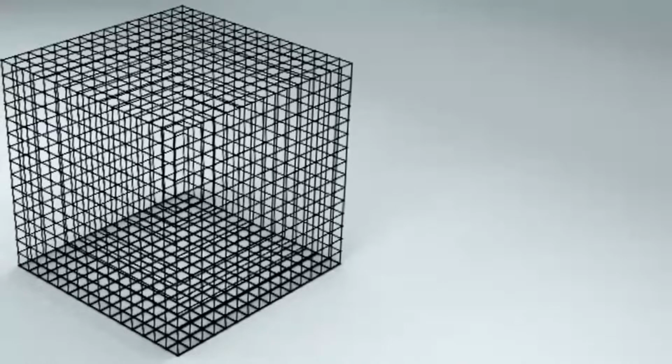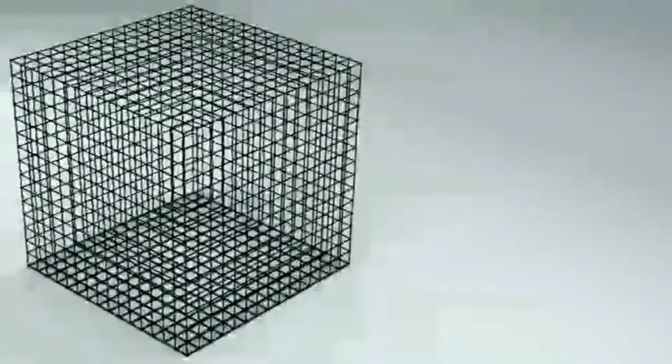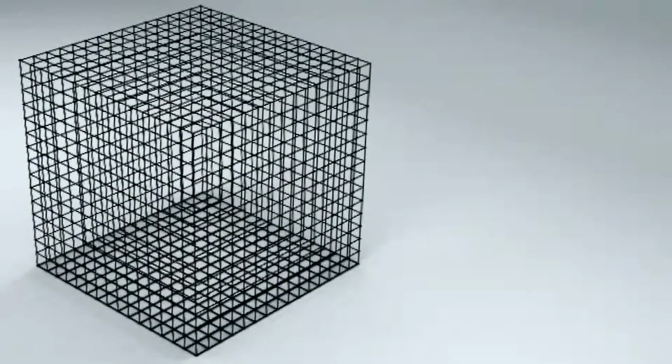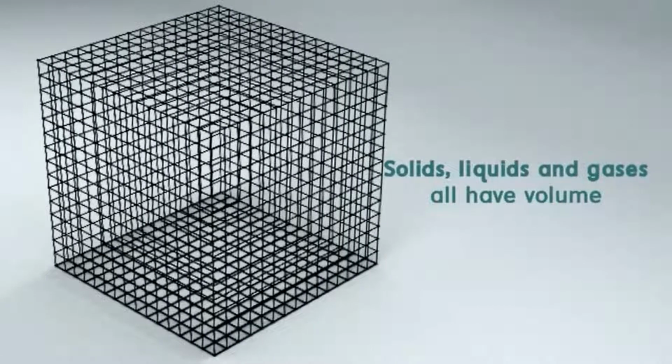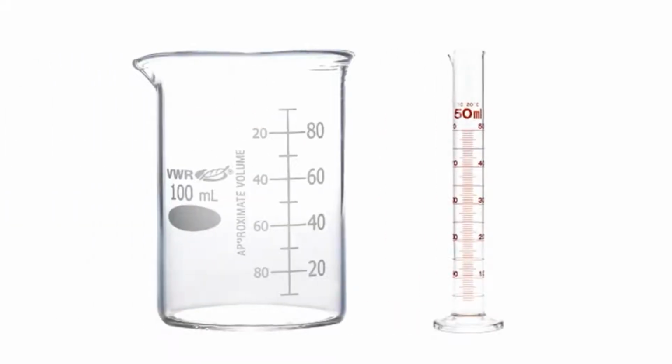Finally, let us talk about volume. Volume is the amount of space something takes up, and we can measure the volume of solids, liquids, and gases. We can measure the volume of liquid in tools called beakers and graduated cylinders. We measure volume in units called milliliters and liters. There are 1,000 milliliters in 1 liter.